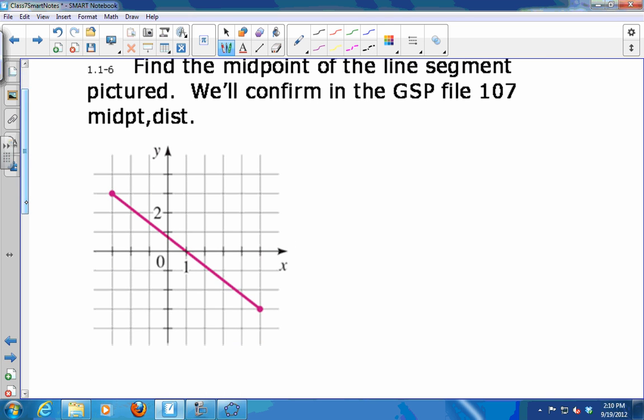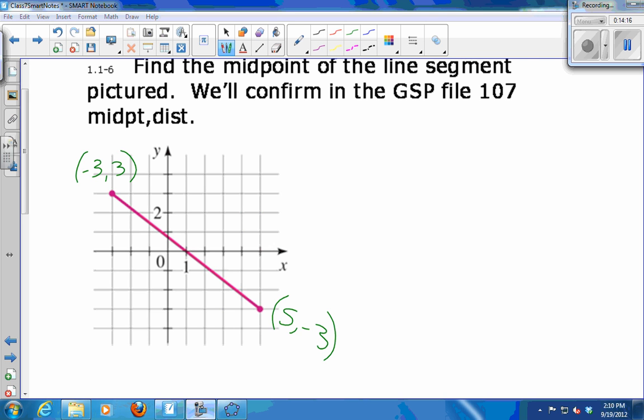So here's a line segment. It's at -3, 3, and 5, -3. Same line segment as before. I want you to identify the midpoint. Cool. So we'll do this together just to make sure everybody's on the same page.